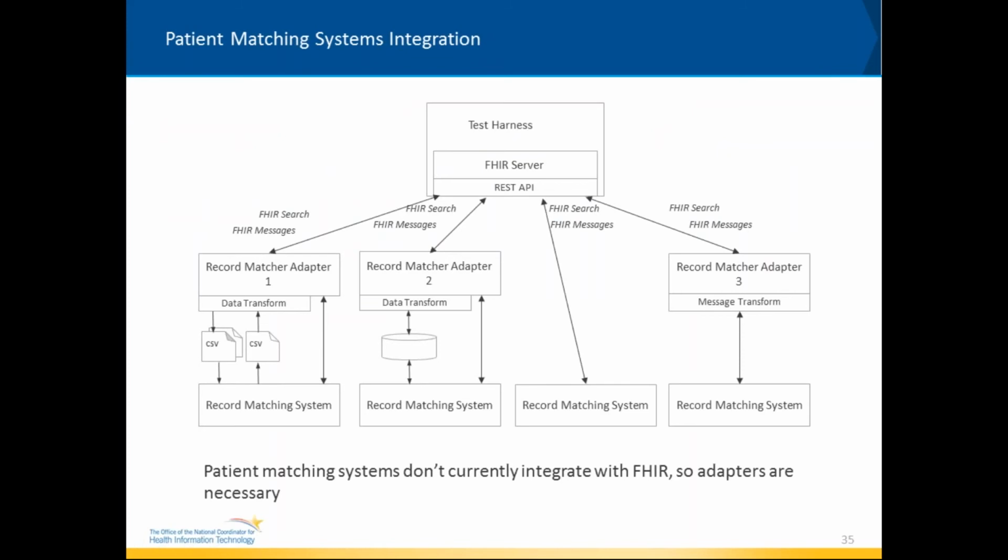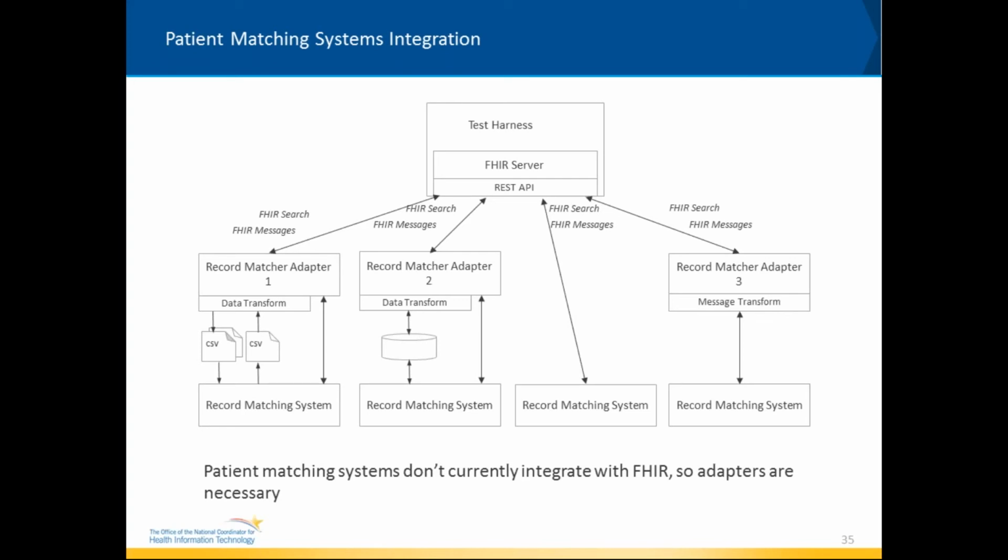So we realize that there aren't essentially any patient matching systems out there right now that speak FHIR natively. So we imagined a number of different scenarios that you would have with a record matching system that you would need an adapter to be able to work with our given framework. There's a number of different scenarios that we've sketched out here. You can imagine a record matching system that takes comma-separated files or CSV files. We could build an adapter that would be able to take CSV files and send them off to the matching system, receive CSV files, and upload those to our FHIR server.